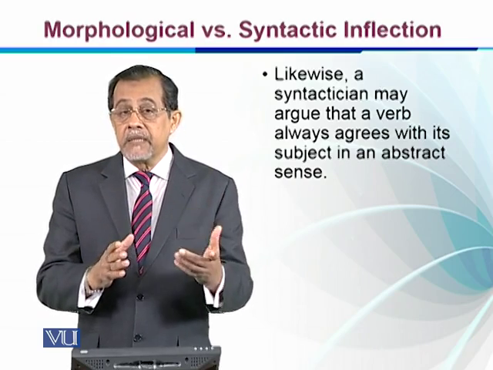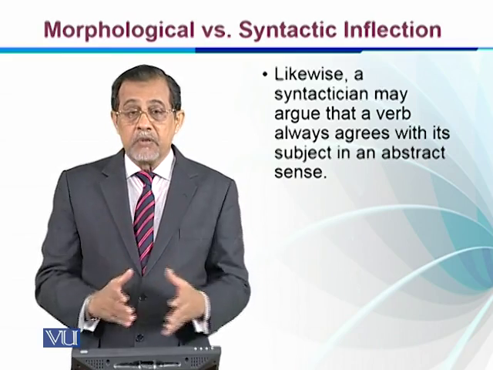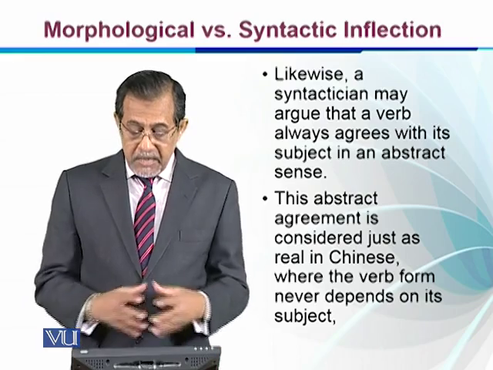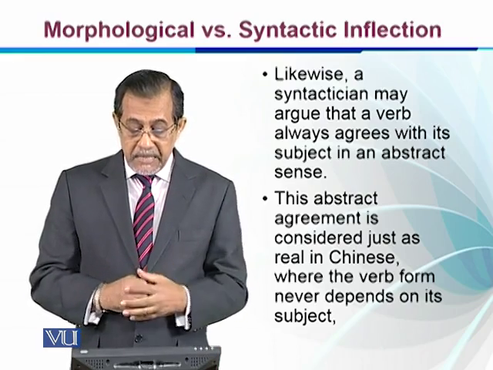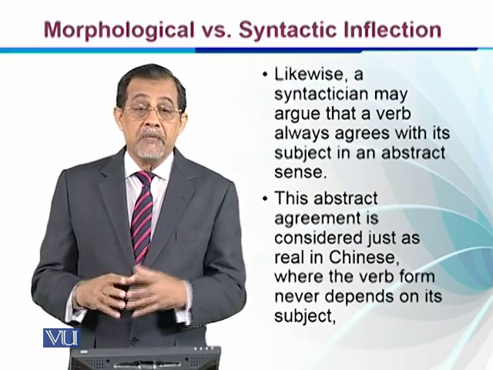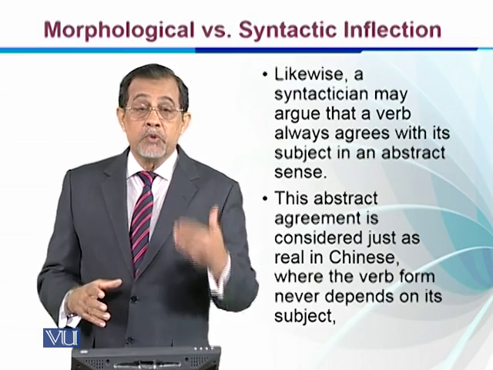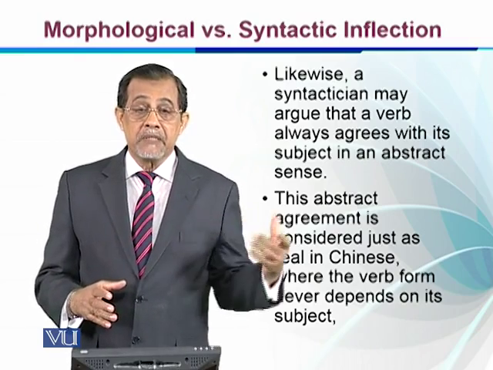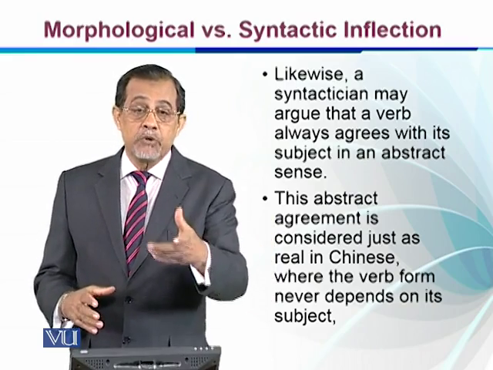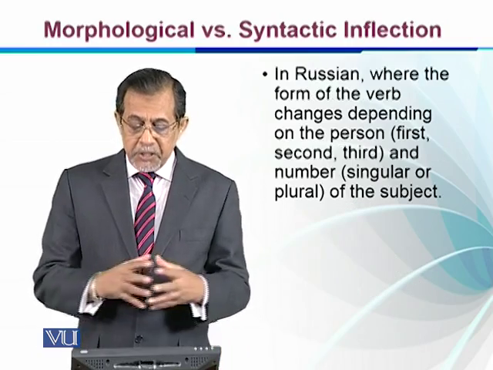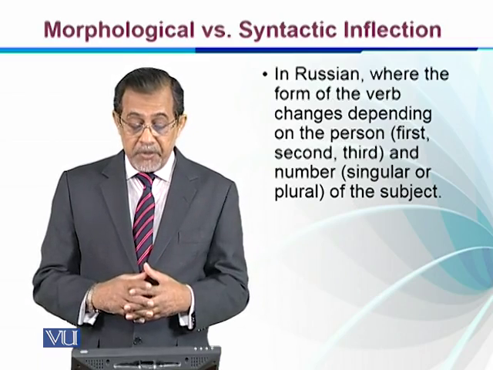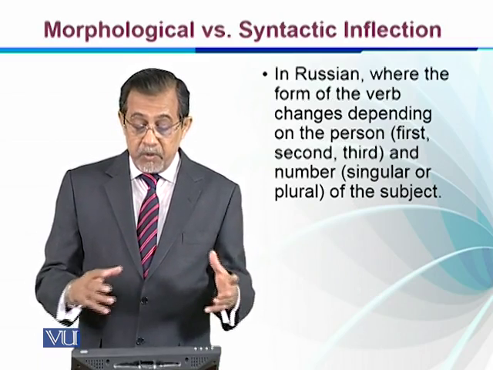There is some understanding that the subject is singular or plural, so the verb will be singular or plural, and similarly the other features. This abstract agreement is considered just as real in Chinese, where the verb form never depends on its subject. Like English, the verb form has to agree with its subject. If the subject is third person, it has to be singular. If the subject is plural, it has to be plural. In Russian, the form of the verb changes depending on the person, first, second, third, and number, singular or plural of the words.